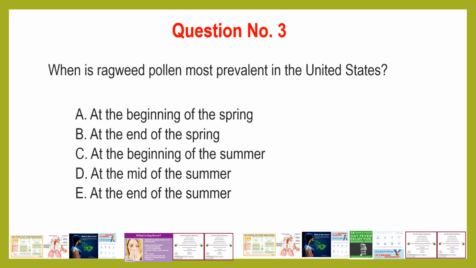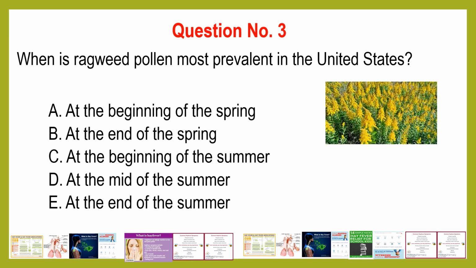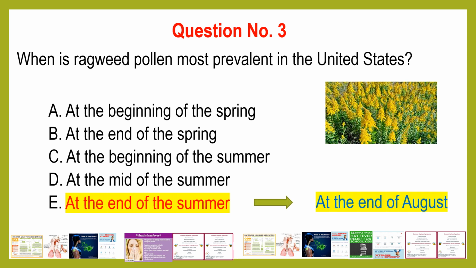Question number 3. When is ragweed pollen most prevalent in the United States? Of course, the correct answer is option E, at the end of the summer. Because at the end of the summer means at the end of August.